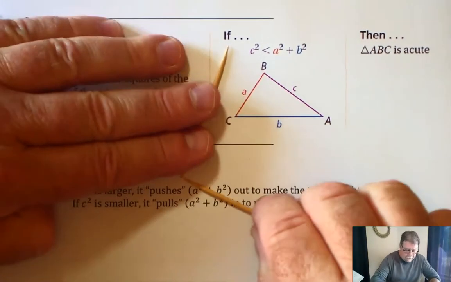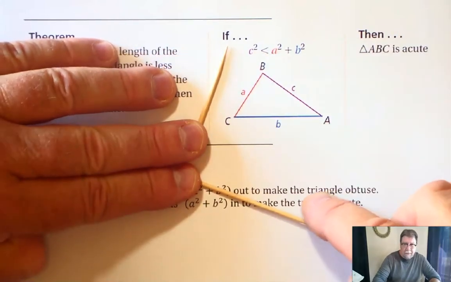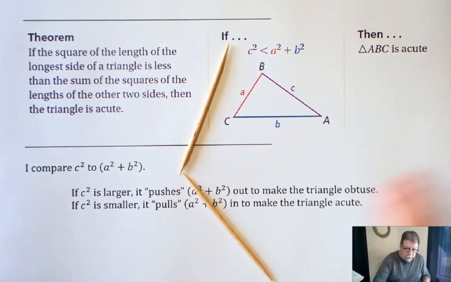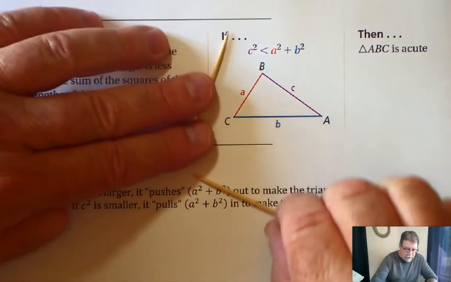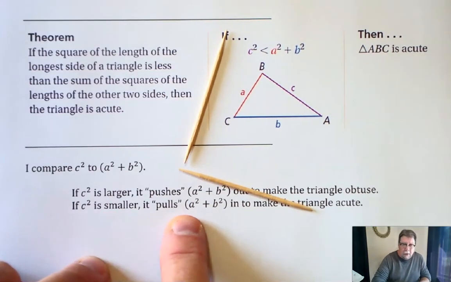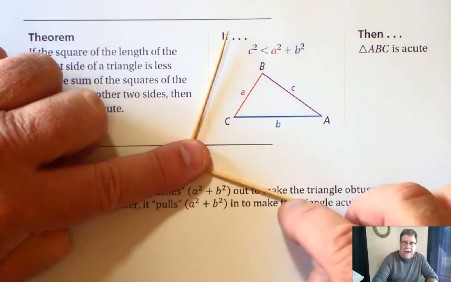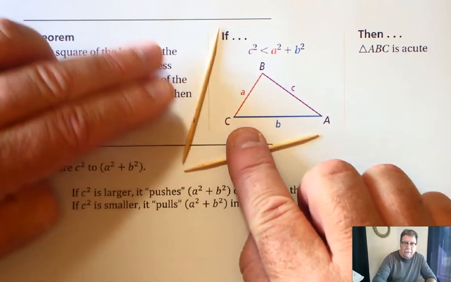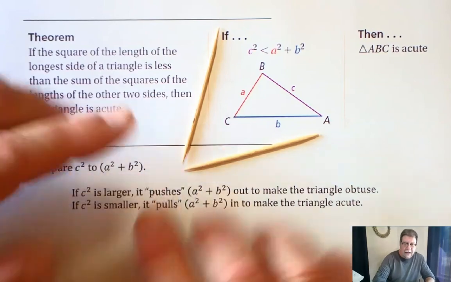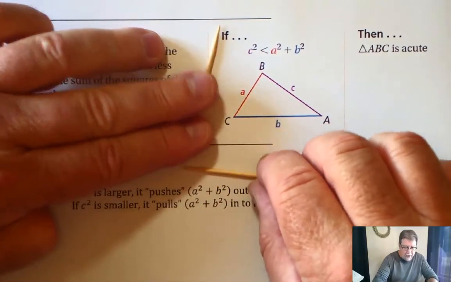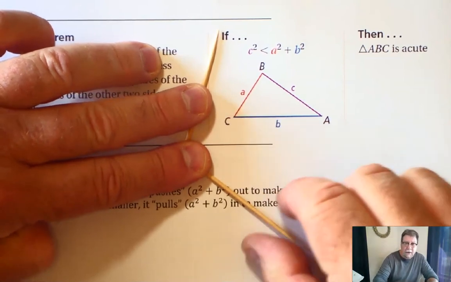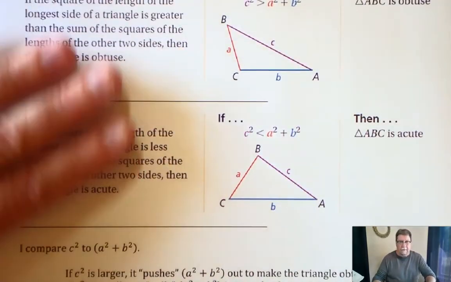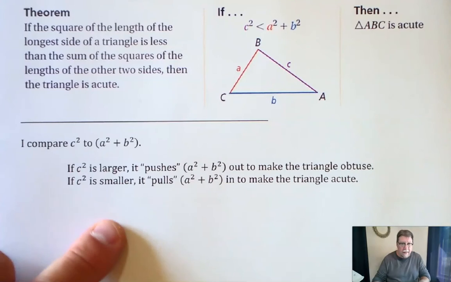So if c squared is larger than a squared plus b squared, this has to be pushed out to make that angle obtuse, and that would be an obtuse triangle. However, if c squared is smaller, it's going to pull this side in because it would be shorter than a squared plus b squared, and we would create an acute triangle. So that's how I tell. I simply look at c squared and see if we're going to push it out to make an obtuse triangle or pull it in to make an acute triangle. That pretty much takes care of this page of the notes, just knowing that right there.